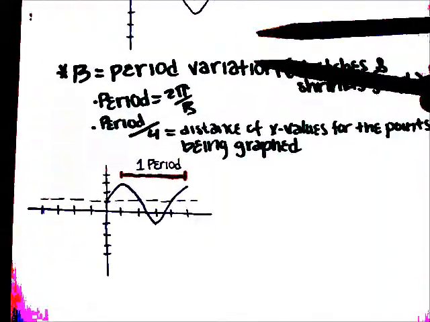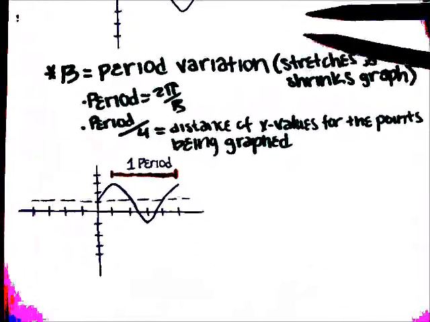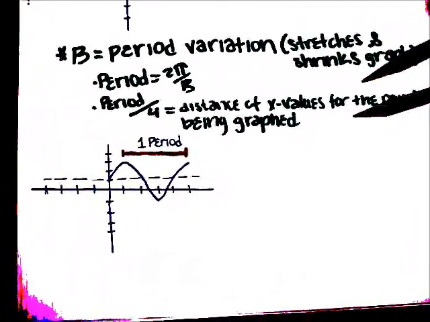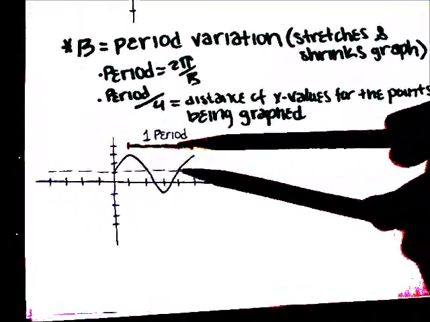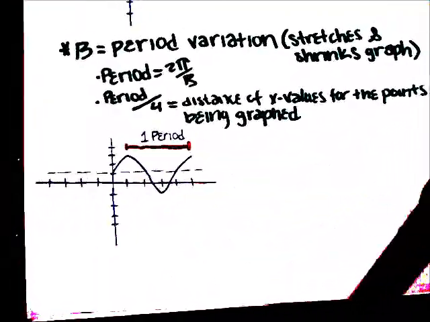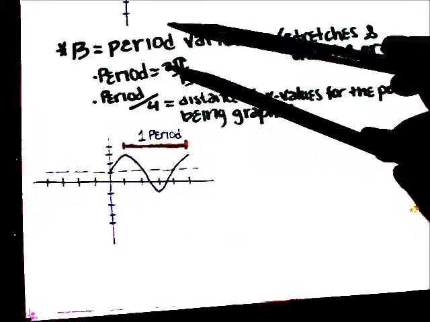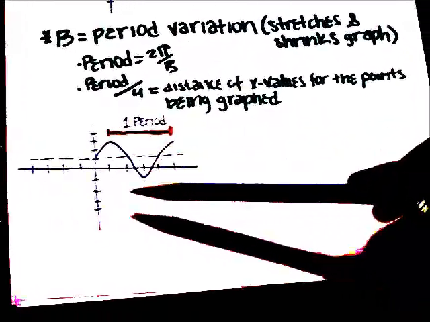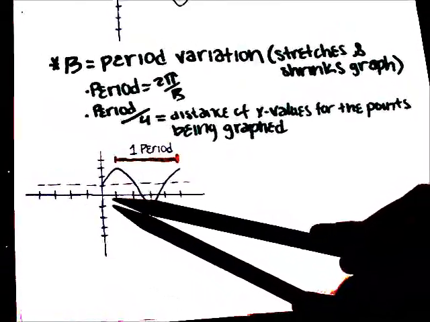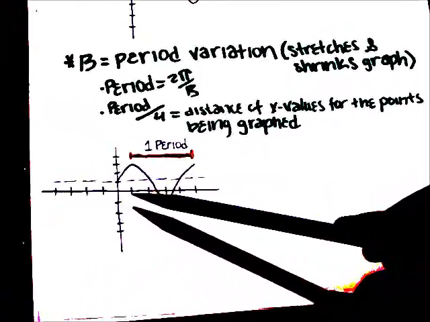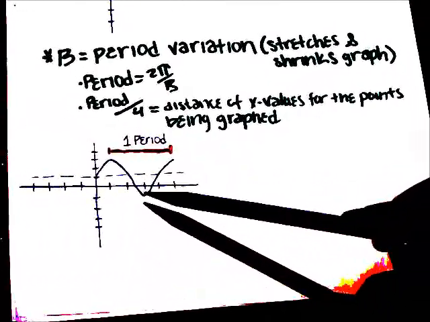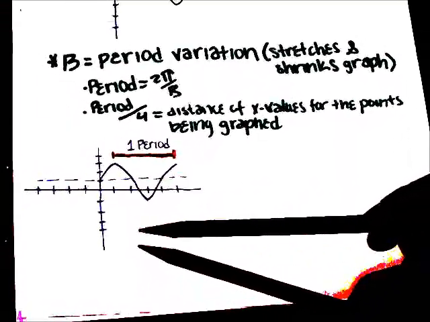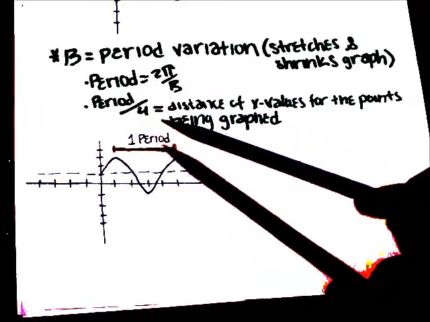B equals period variation, which is how far the graph is stretched or shrunk horizontally. A period can go from max to max or min to min. You can find the period by dividing 2 pi by b. To find the units on the x-axis that label where the max and the minimums are and where the graph hits the sinusoidal axis, you're going to take the period divided by 4.